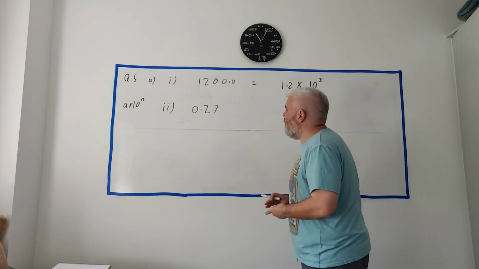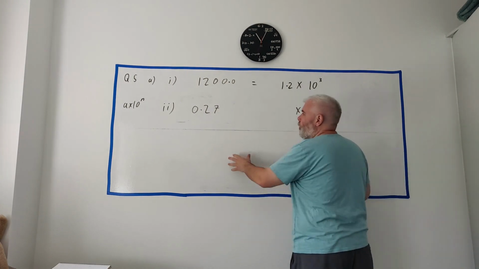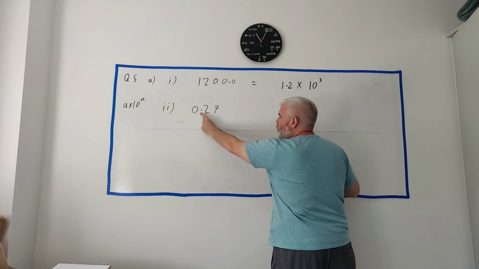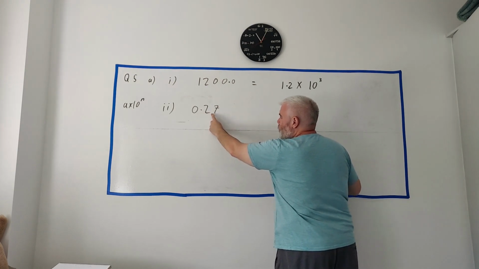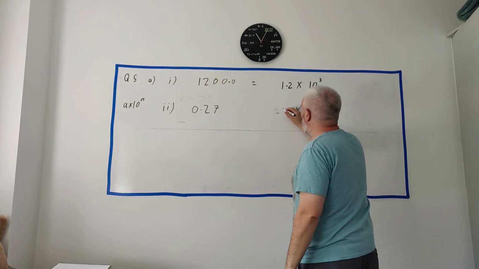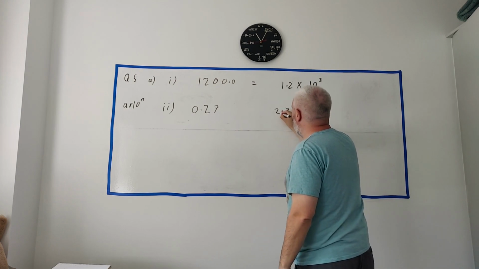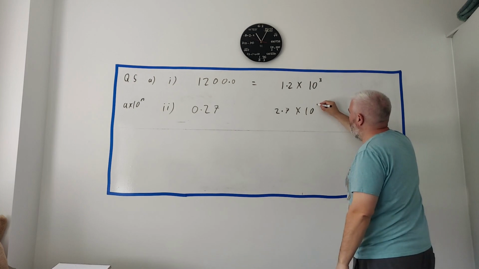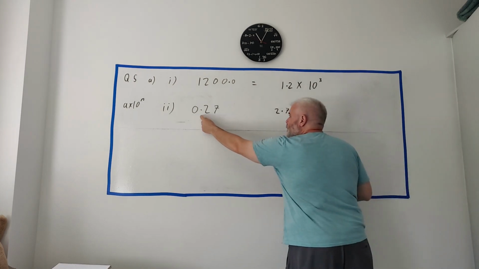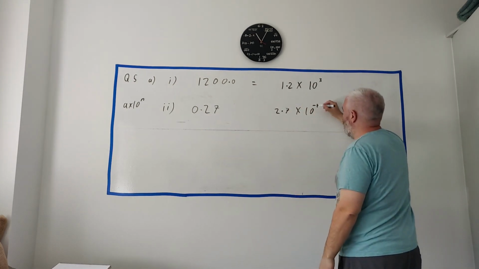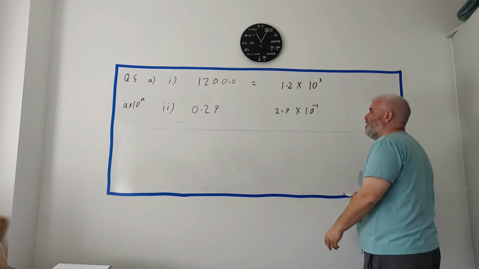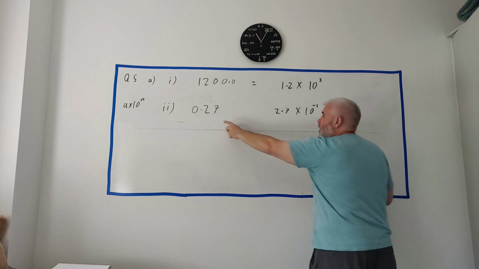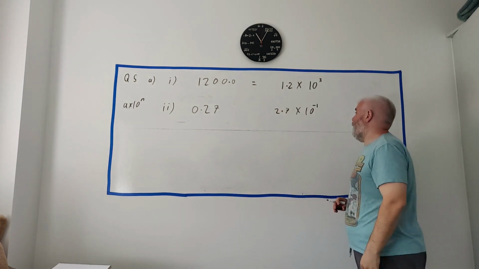Okay, so this one, we need to move the decimal point until we have a number between 1 and 10. This number is too small. So if we move it once this way, we will get 2.7. And we move the decimal place once, but we moved it to the right, so it's minus 1. So really what this is saying is 2.7 divided by 10 once.